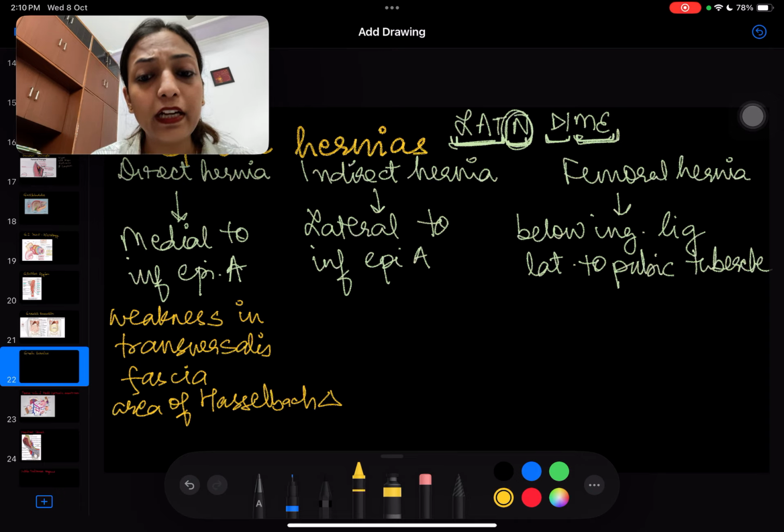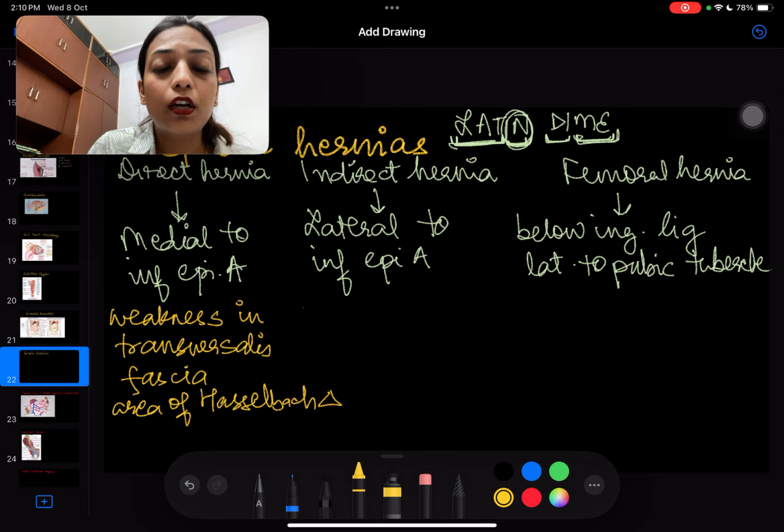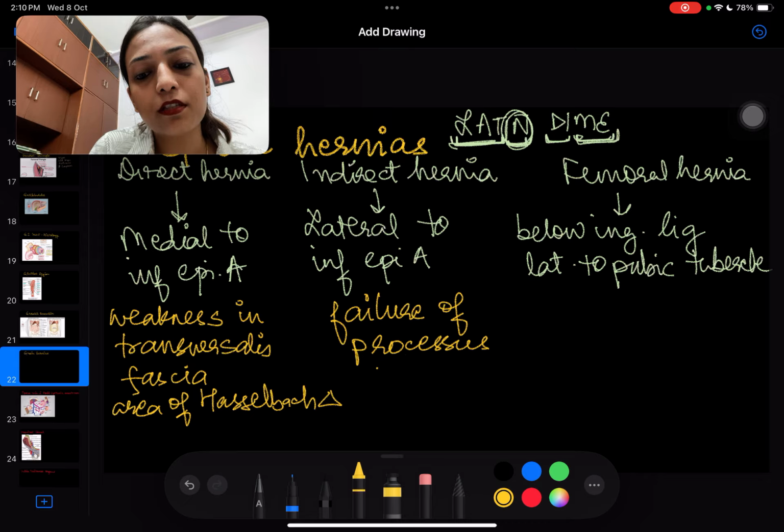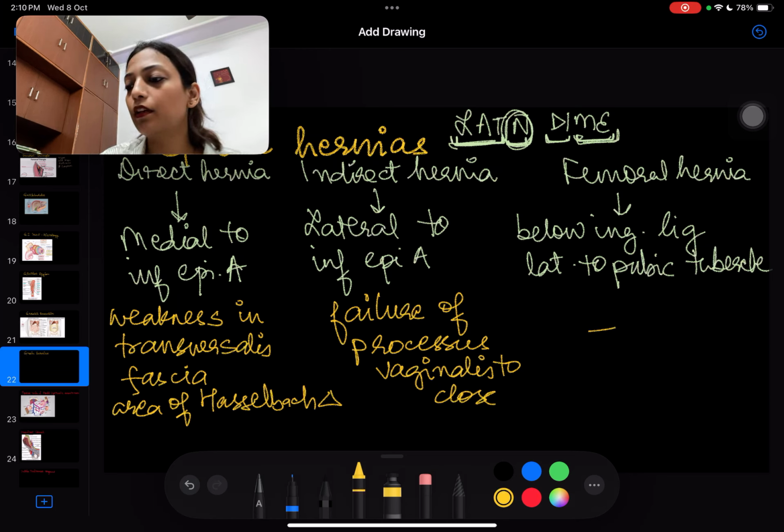So in the area of Hesselbach triangle, whenever there is weakness of the transversalis fascia, it causes direct inguinal hernia. Indirect hernia, on the other hand, the cause is the failure of processus vaginalis to close. Did you understand this part? Okay. Which of the following hernias has a higher risk of strangulation?